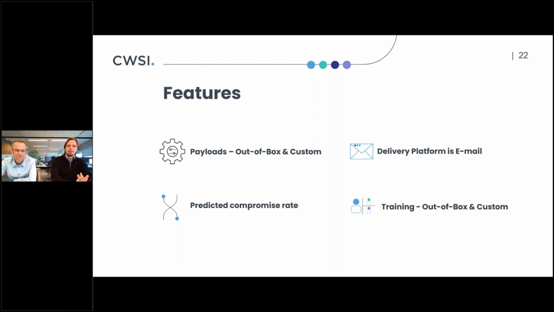One key feature that's very useful in attack simulation training is the predicted compromise rate, because Microsoft has anonymized statistics about the success rate of all global payloads. They can tell you something about the chance of success that a certain payload has. And just as with the payloads, the training material, which will be videos and interactive videos, is also out of the box. So the platform comes with out-of-the-box training material, but you can also include your own custom training material.